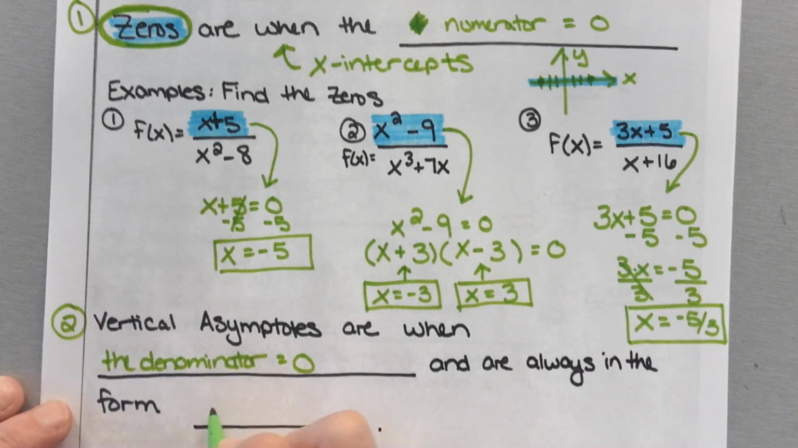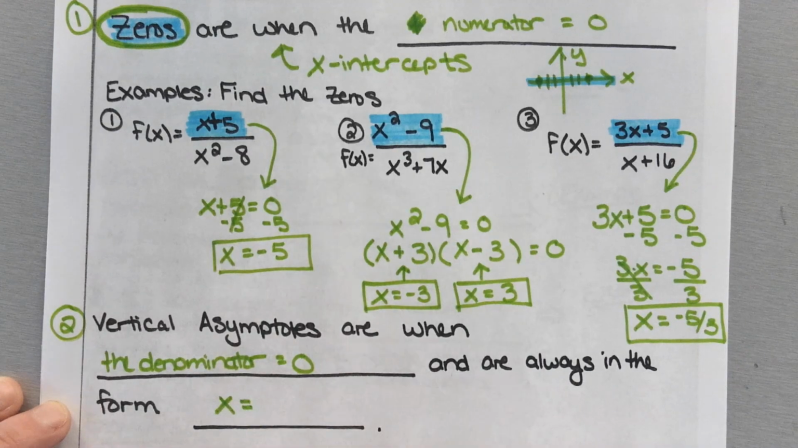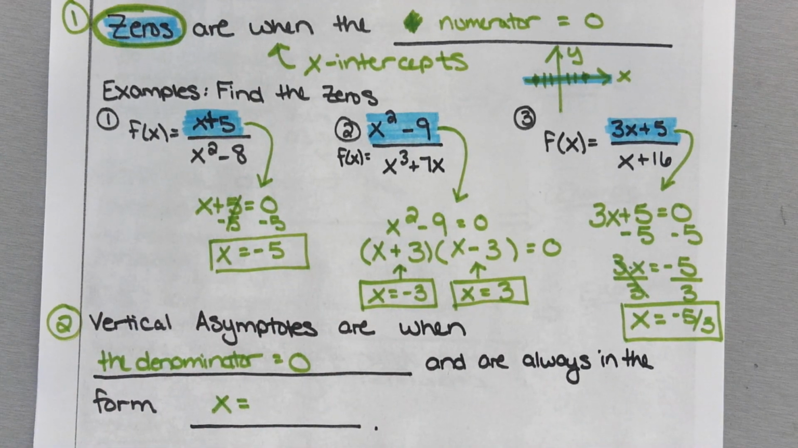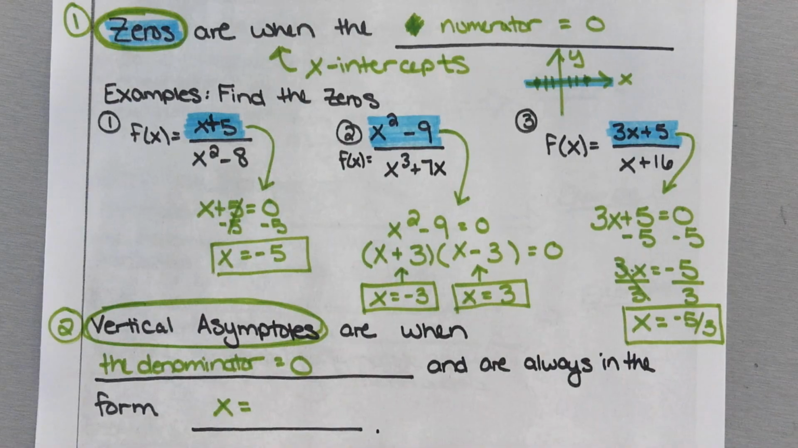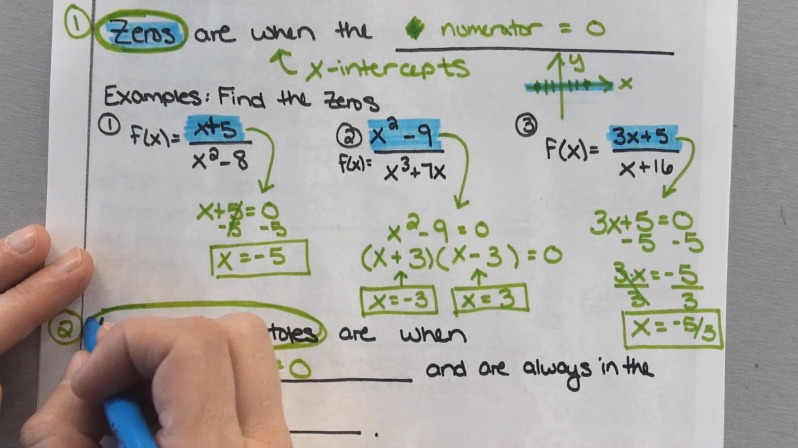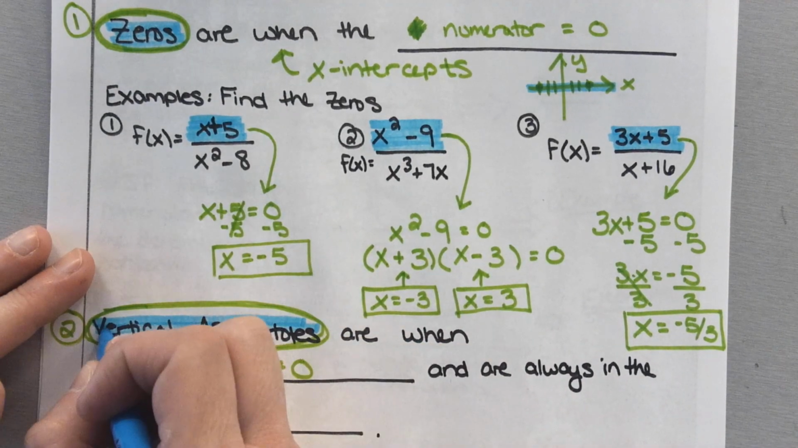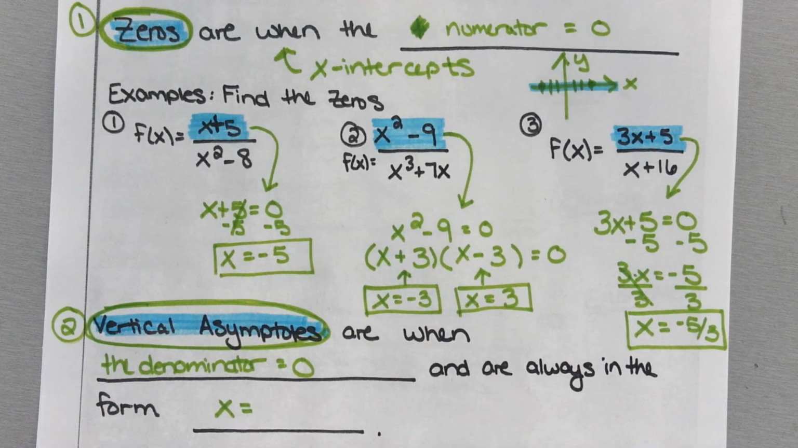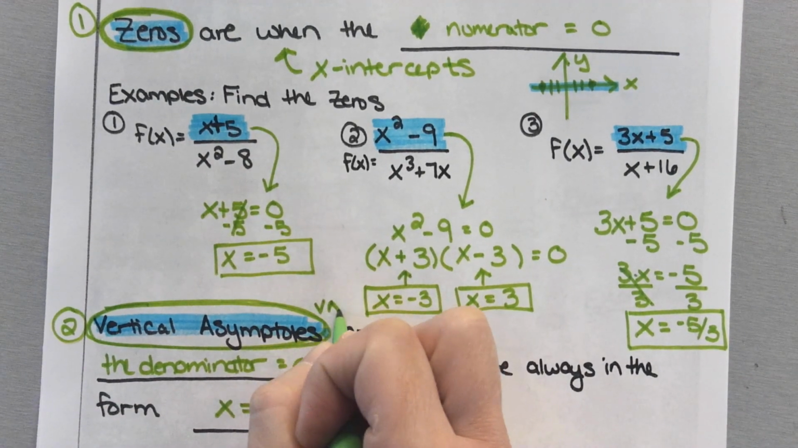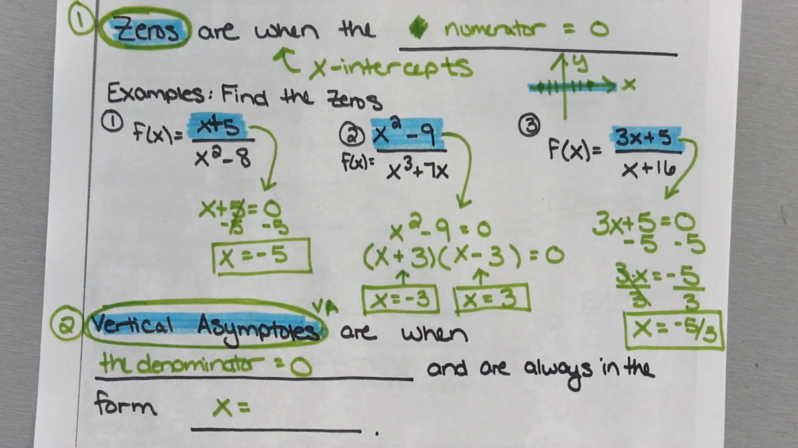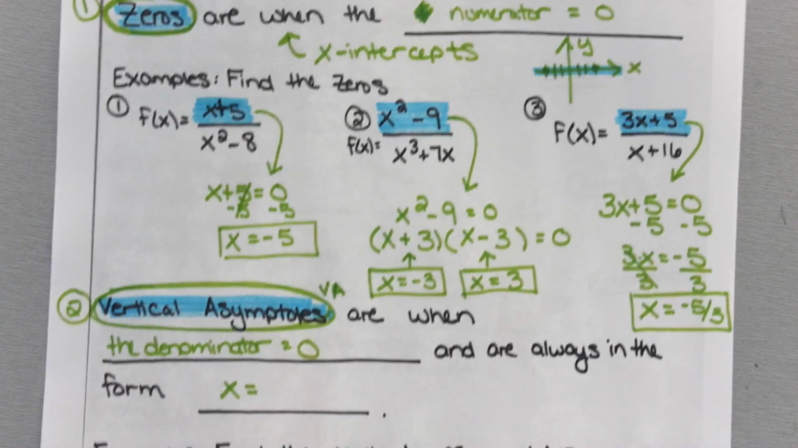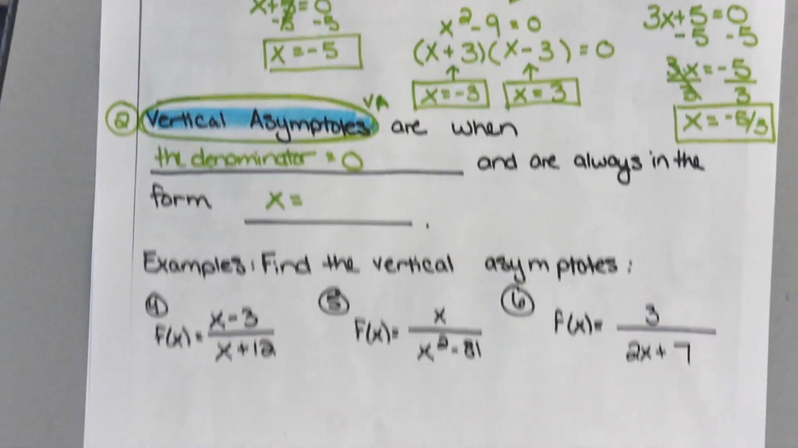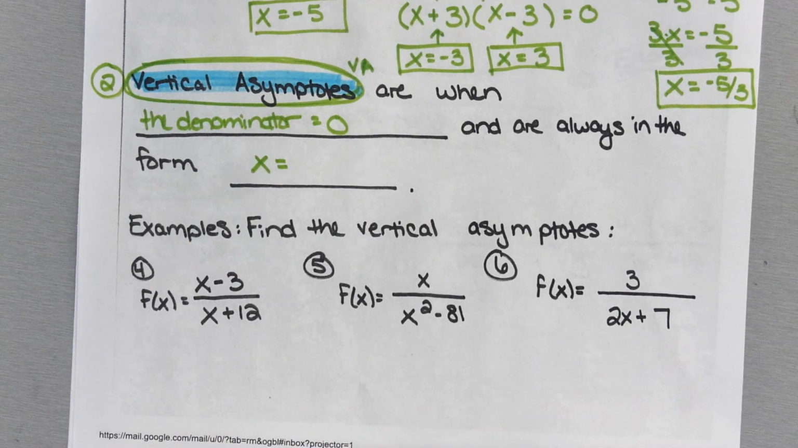And they are always in the form x equals. So when we write our vertical asymptotes, we have to write them as x equals. So topic number 2 is vertical asymptotes. How do I let you abbreviate that? Do you remember from yesterday? VA, because that's so much nicer than having to, that's a lot of letters. So again, you can say vertical asymptotes, you can say VA. I'm fine with either. So again, it's when the denominator equals 0, and we put it in the form x equals. So it does have to be in that format because it's an equation of a line.